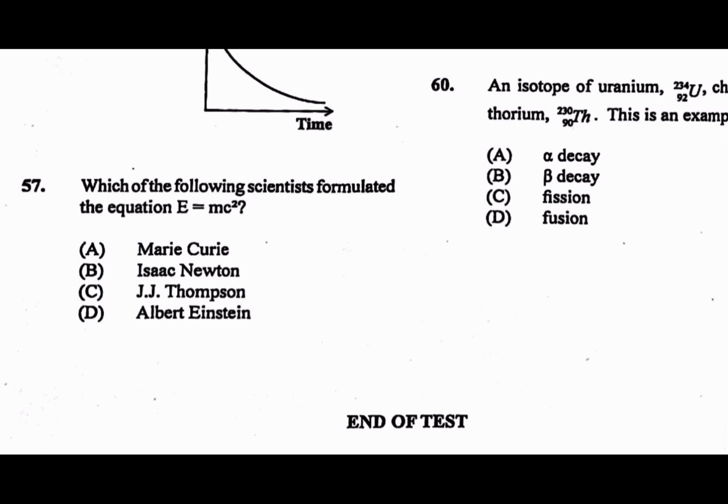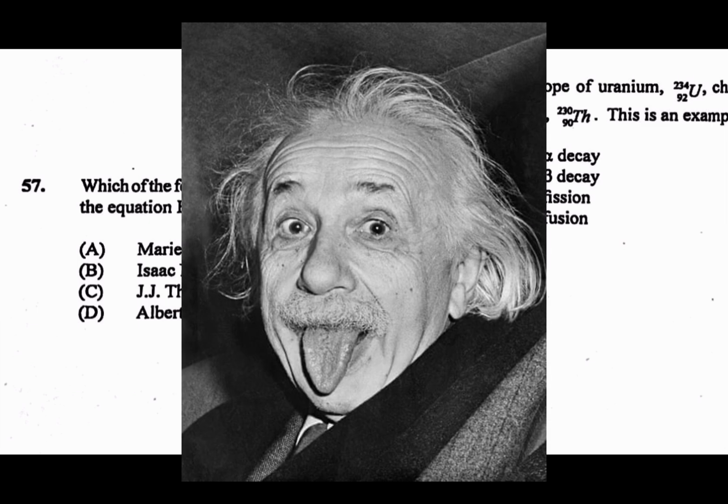Which of the following scientists formulated the equation E is equal to mc squared? We're talking about Albert Einstein, right? Albert Einstein is a man.